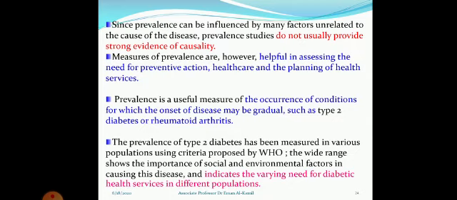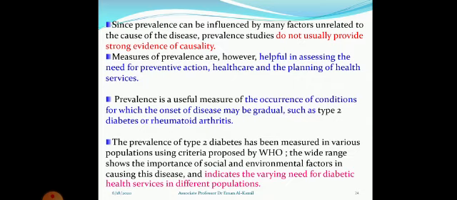Measures of prevalence, however, are helpful in assessing the need for preventive action and the need for healthcare services, and in the planning of health services. So it reflects the need for good preventive action and proper healthcare services. Also, prevalence is a useful measure of the occurrence of conditions for which the onset of the disease may be gradual, such as type 2 diabetes or rheumatoid arthritis and other chronic diseases.